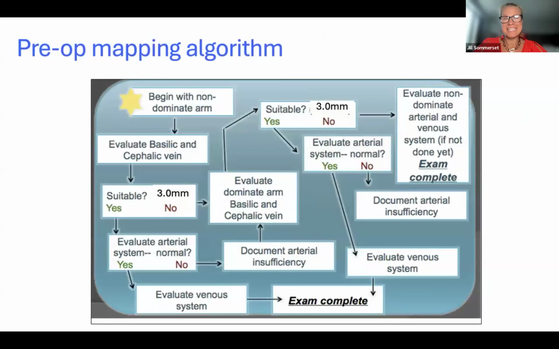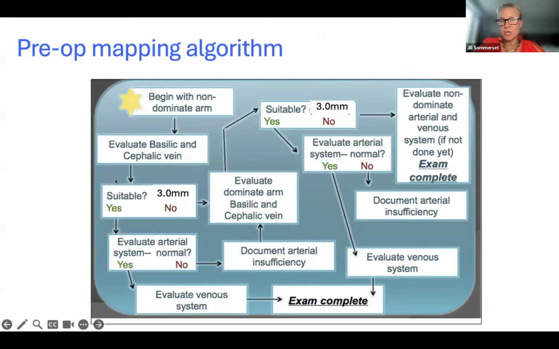So this is a very busy slide, but this is our algorithm in our practice where we begin with the non-dominant arm. We're going to evaluate the basilic and the cephalic vein. In our practice, we like a vein 3 millimeters or greater, and you can use a tourniquet or not, depending on the surgeon's choice. And if that vein is suitable in either one, we're going to continue on with our evaluation. And we're then going to look at the artery inflow and the venous system.